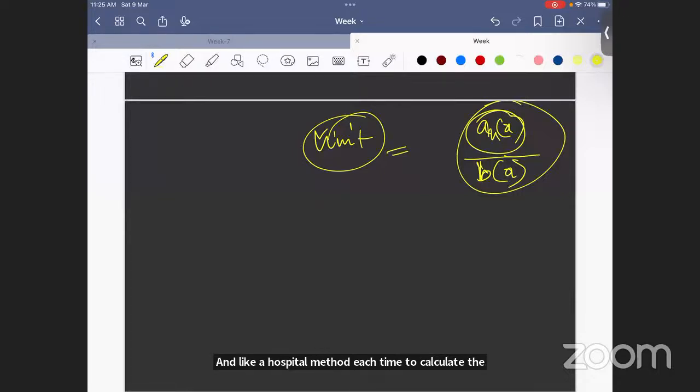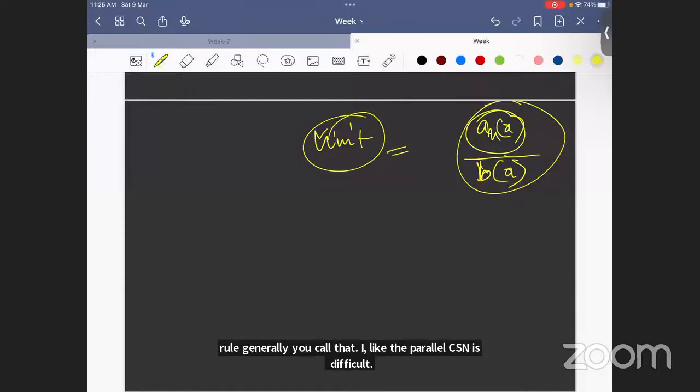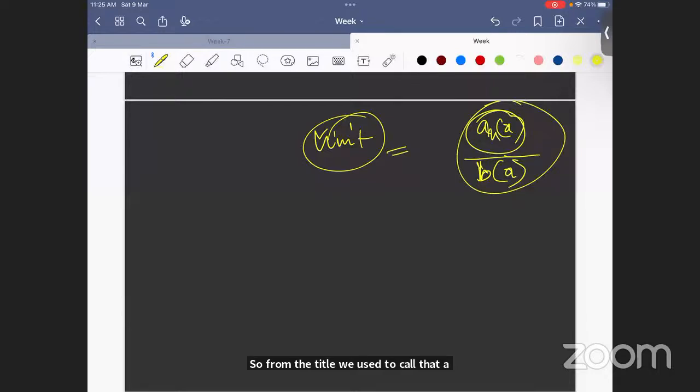The only thing you should know to calculate the limit for any function using L'Hospital is the L'Hopital rule, generally you call that. The pronunciation is a bit difficult, so from childhood we used to call that L-hospital. So this is what we call it. I'll just explain how you calculate the limit of any function using that method.